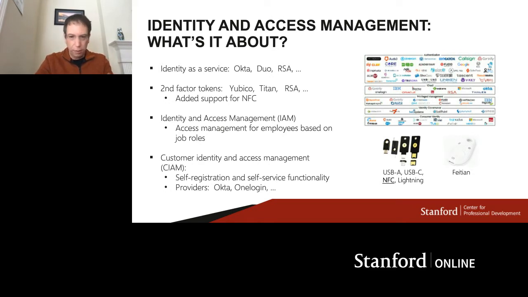And so companies like Okta and Duo and RSA, I think everybody's familiar with those. There are companies that provide second factor tokens like Yubico and Feitian and RSA and so on. And then there are companies that provide general access management, and here is where the market bifurcates. There are companies that focus on access management for employees. These are the IAM companies. And there are companies that focus on identity and access management for customers. Those kinds of products allow for self-registration and, more importantly, self-service functionality. So that's a high-level view of the space.